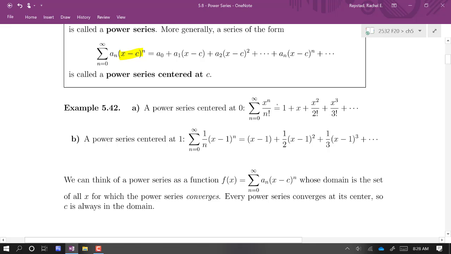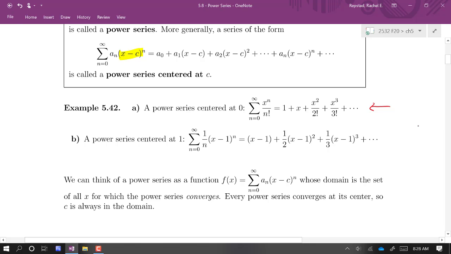We've got a power series centered at 0. The nth term is x to the n over n factorial, and we've written out the first few terms there. Here's a power series centered at 1. That's 1 over n times x minus 1 to the n. That's the nth term, and we've written out the first few terms there.